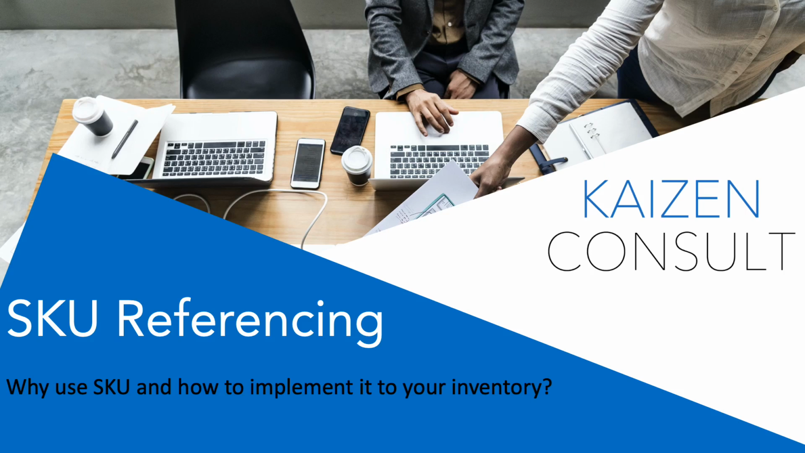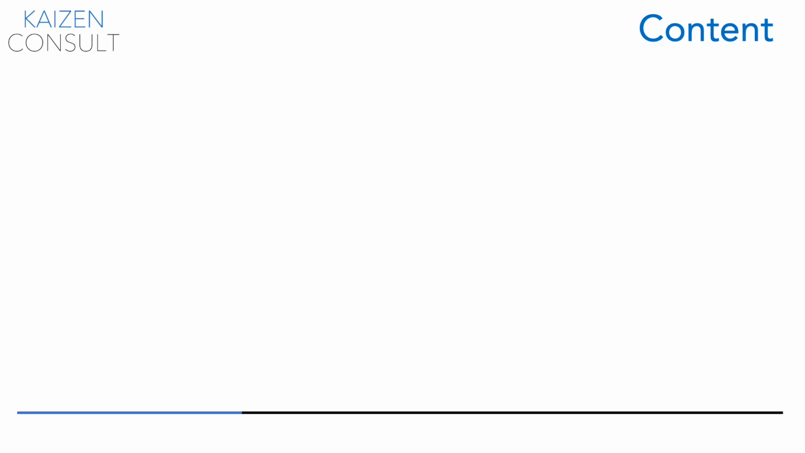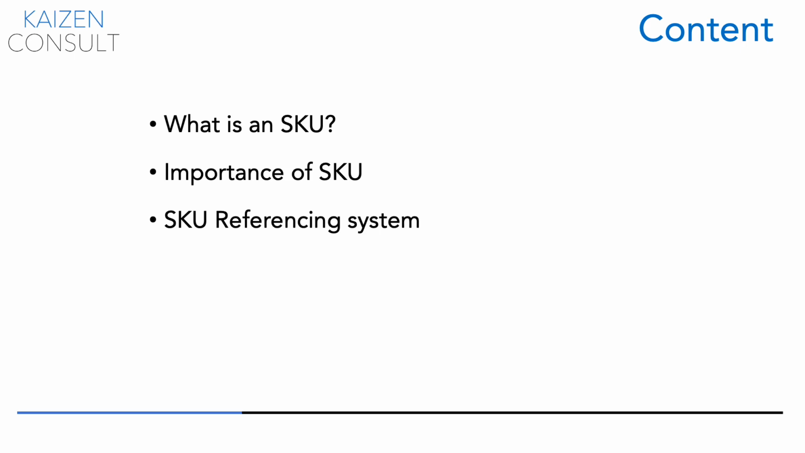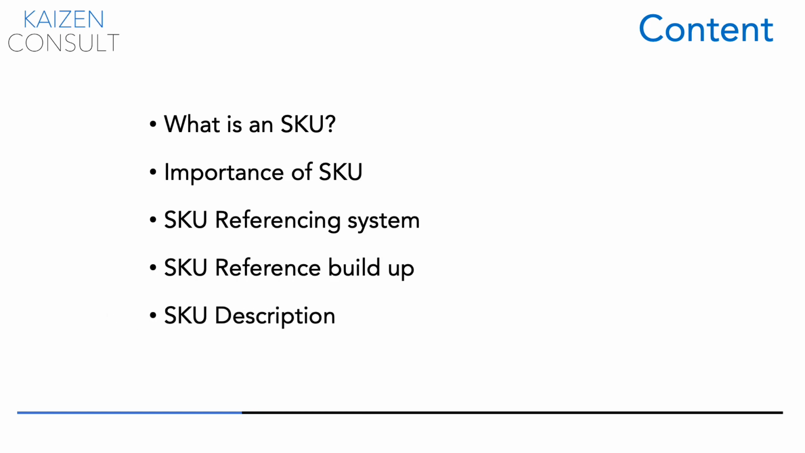In this session, we will look at SKUs. We will see what SKUs are, why they are important, and how to use them. We will go through what is an SKU, the importance of SKU, the SKU referencing system, how to build up a SKU referencing system. We'll look at the SKU description briefly, and finally, what steps we have to take to implement a SKU referencing system.